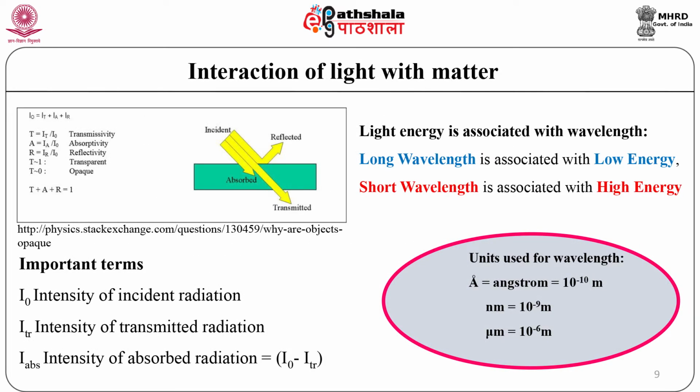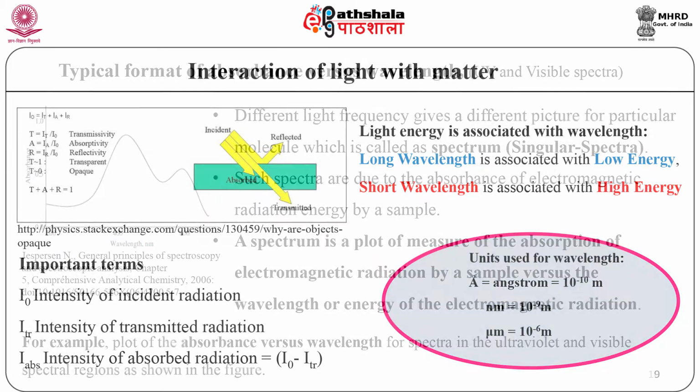Units used for wavelength: the angstrom is the unit that is used for wavelength. An angstrom is equal to 10 raised to minus 10 meters. Interaction of light with matter causes the light to change its direction. Light energy is associated with wavelength. Long wavelength is associated with low energy and short wavelength is associated with high energy.